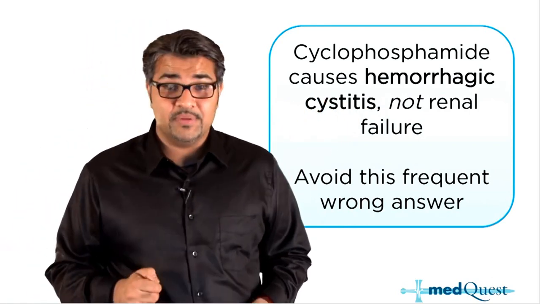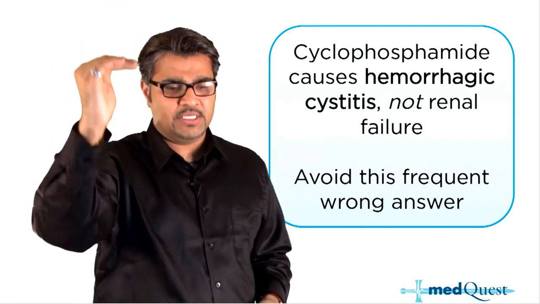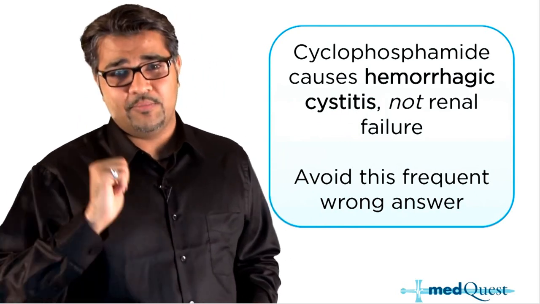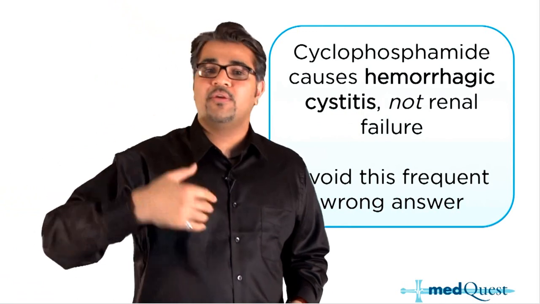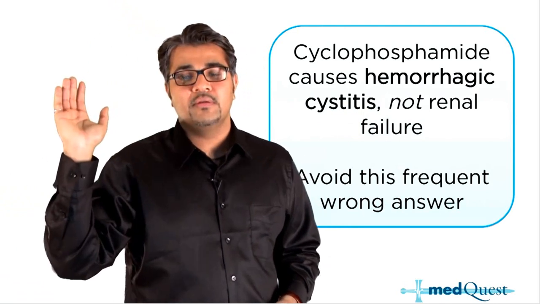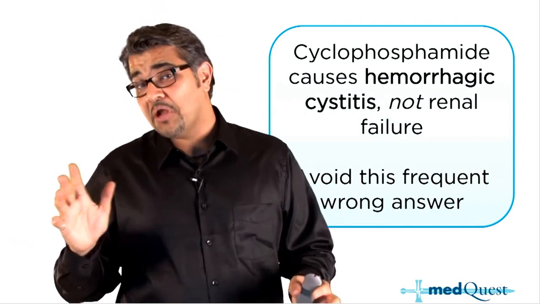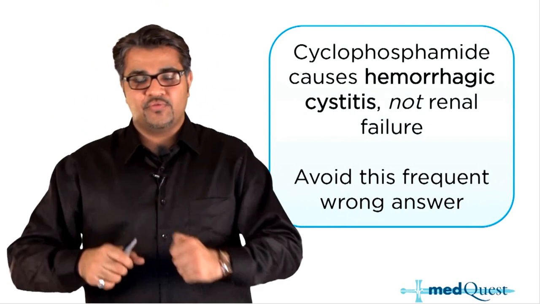Here's one thing that happens. They'll actually tell you on the USMLE, cyclophosphamide, patient has bloody urine. What's going on? And one of the choices will be hemorrhagic cystitis. But some of us get a little tripped up. We'll see the BUN creatinines through the roof. But is that renal failure? Yes. Was it from the cyclophosphamide? No. Cyclophosphamide does not cause renal failure. You must avoid this frequent wrong answer.